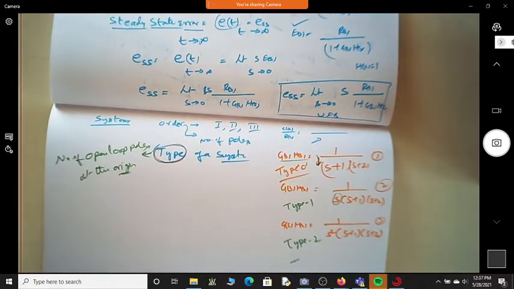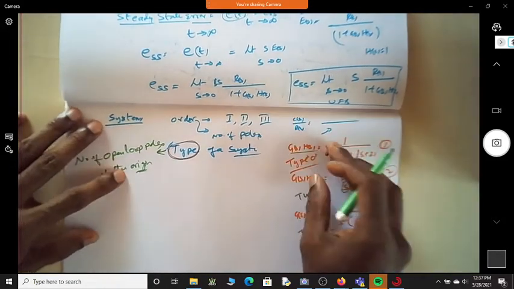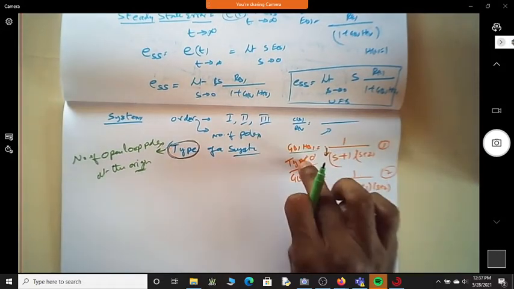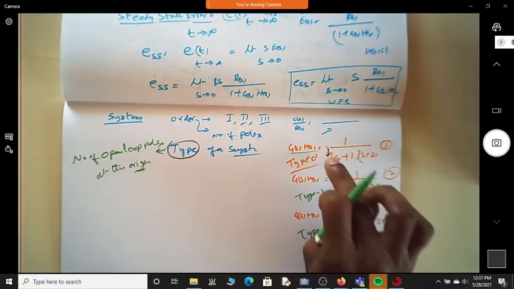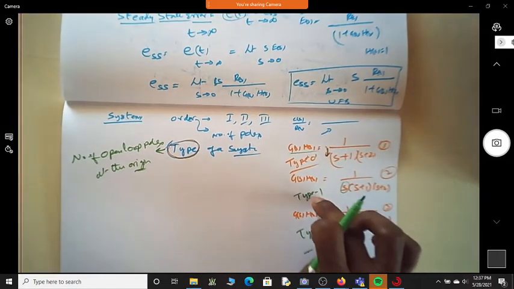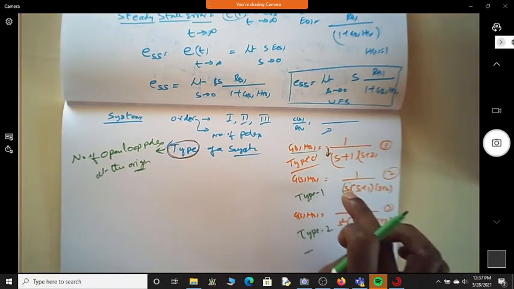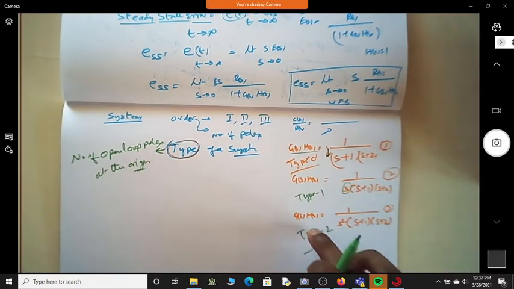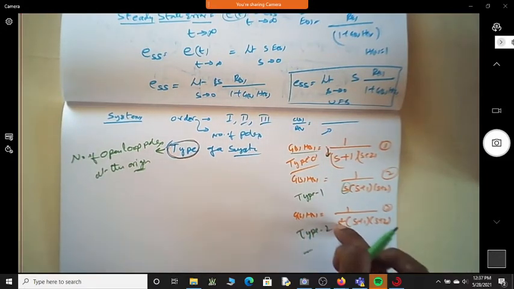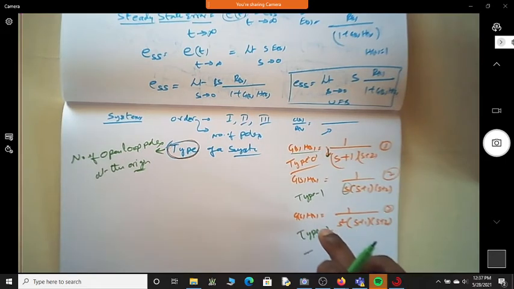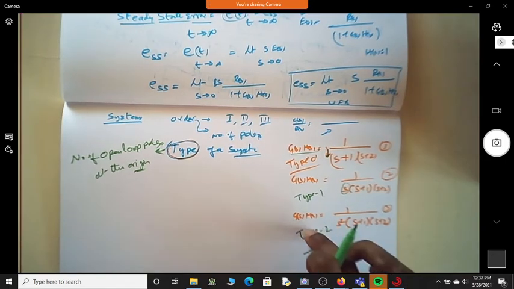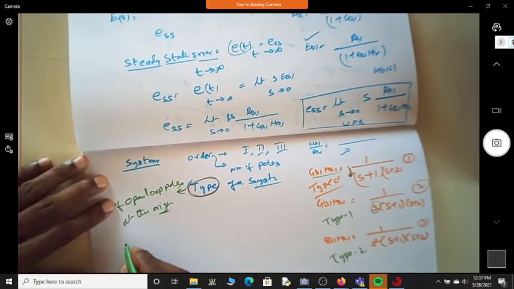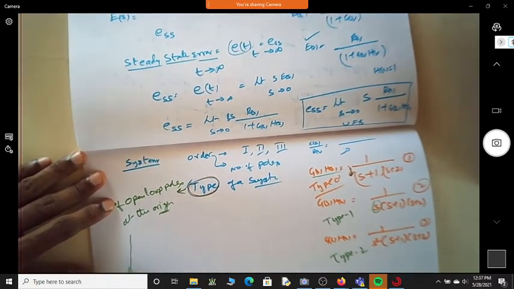Correct? Yes, sir. So what we'll do now, we will take a type 0 system. You apply a step input, ramp input, parabola. Take a type 1 system, apply ramp, step and parabola. See what is ESS. You take again a type 2 system, apply step input, ramp input and parabola. So this is the table we are supposed to fill in now.